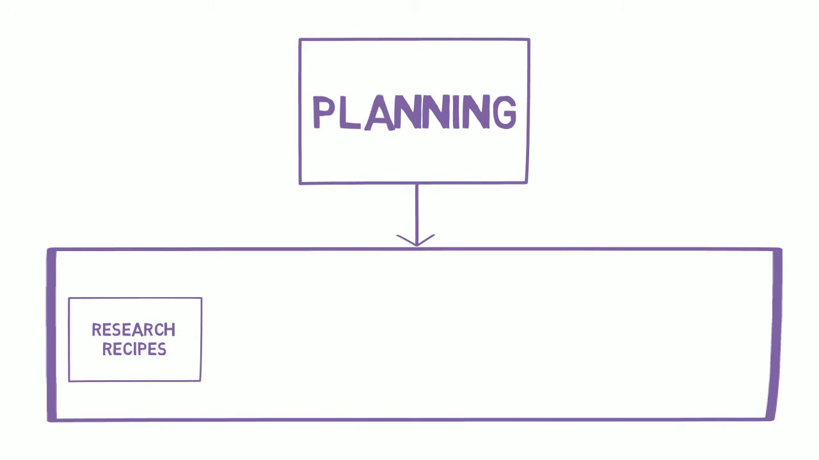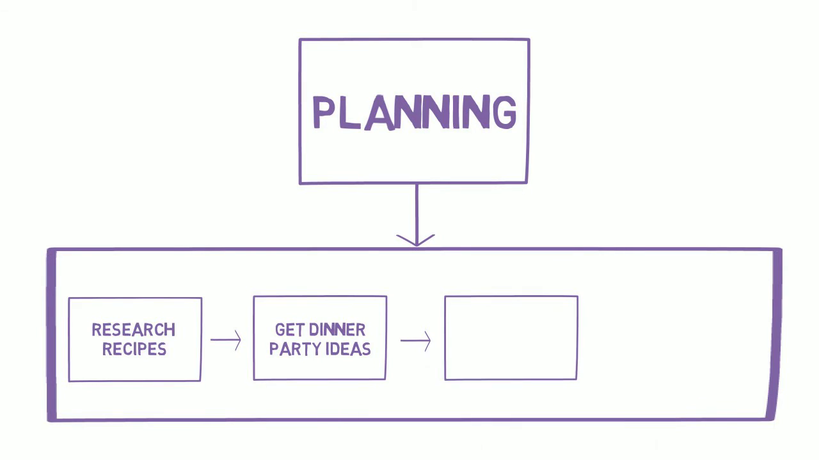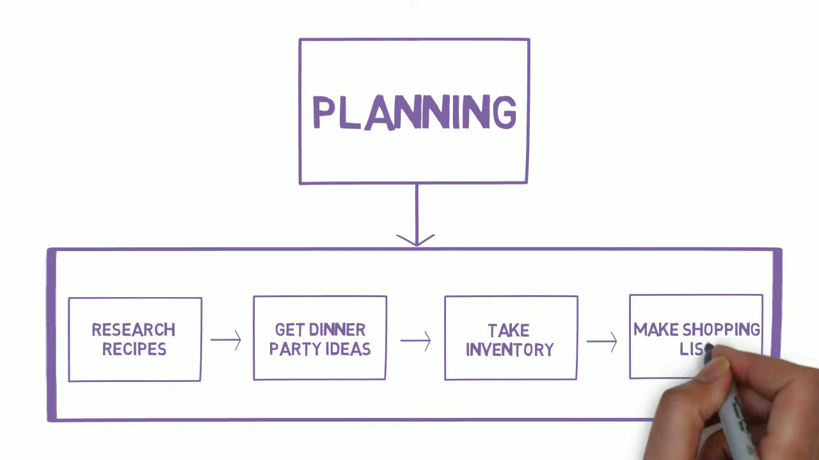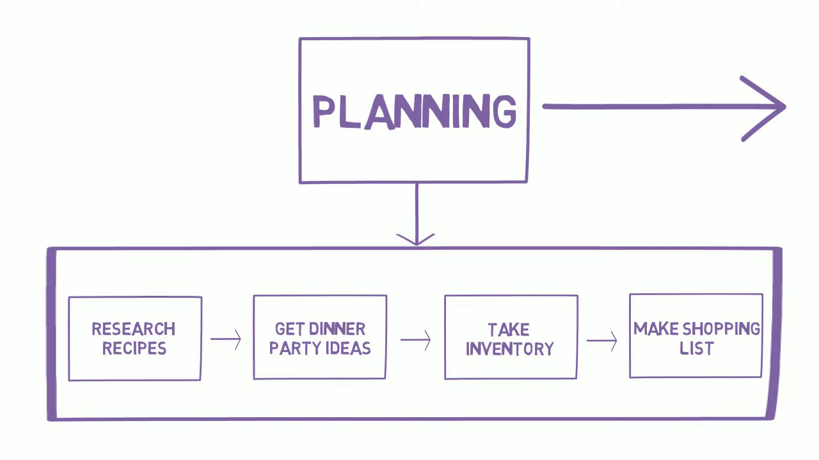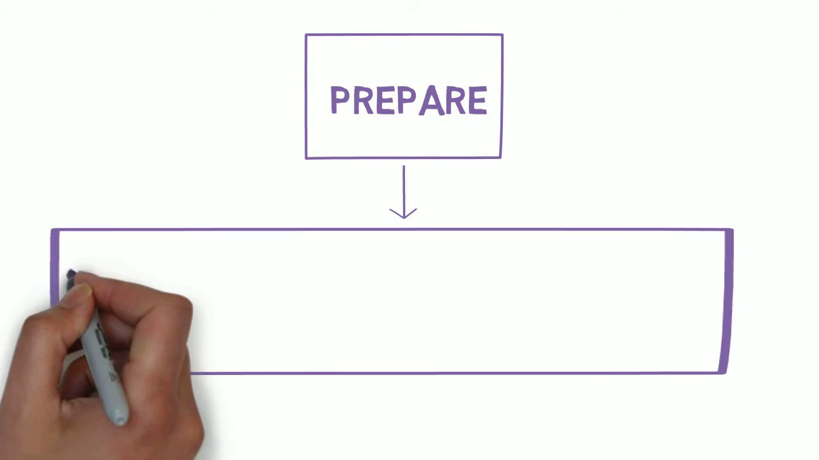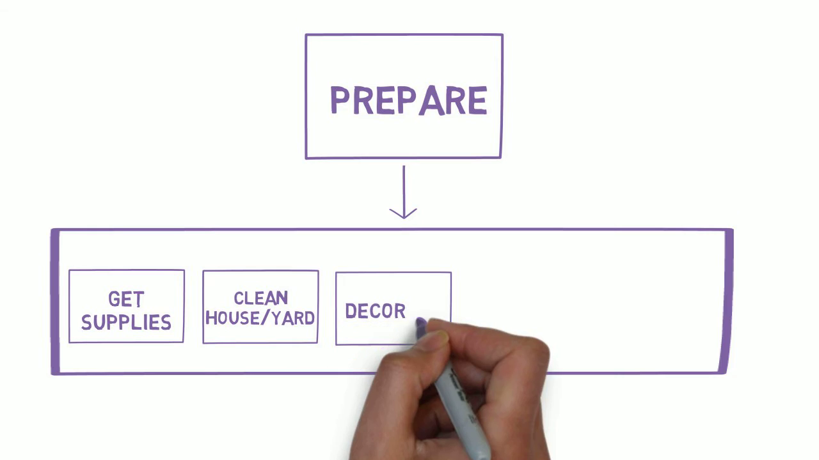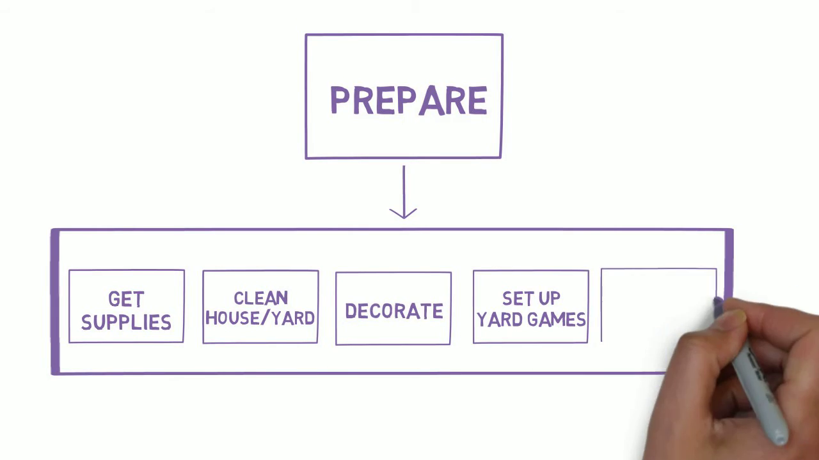You can see here the steps that may make up this phase of the process. After identifying some of these high-level processes, we can then move from planning to the preparing phase. In this phase of the value stream, we once again add the key steps or processes. What supplies are needed? Do you need to decorate? Maybe set up yard games? Or perhaps make a playlist for music?